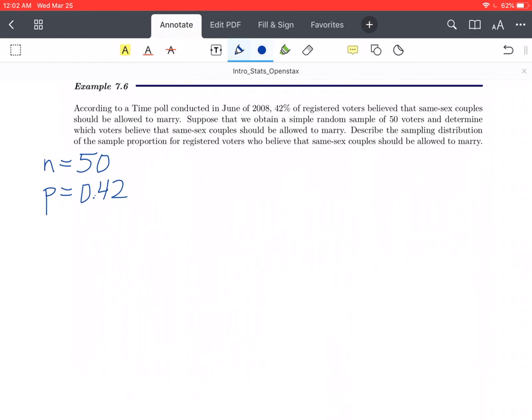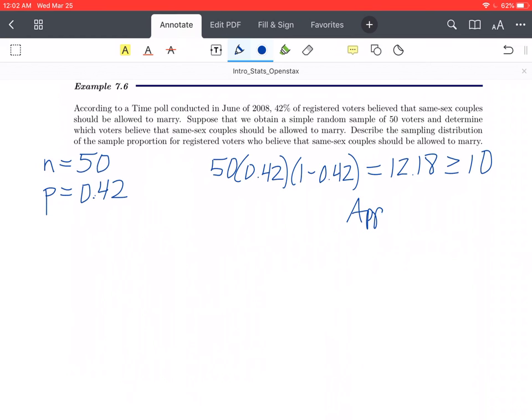Okay, so let's check normality. So we get n times p times 1 minus p. So that's 50 times 0.42 times 0.58. This is 12.18, which is certainly greater than or equal to 10. So we do have that this data is approximately normal. Okay, our distribution is. So that tells us about the shape.